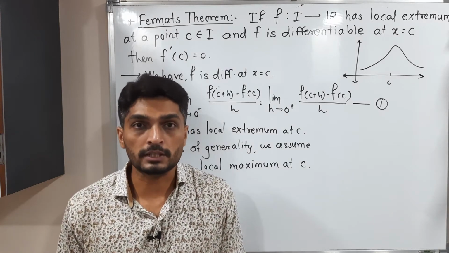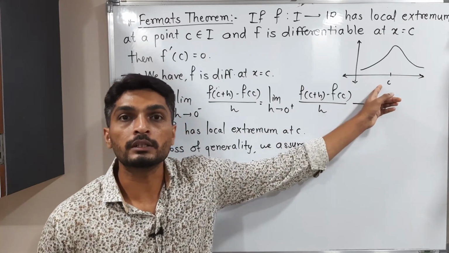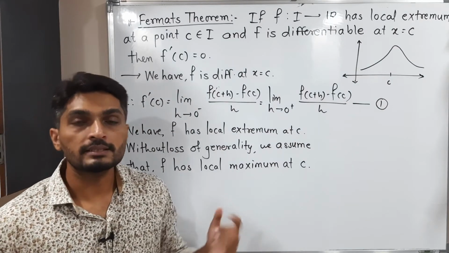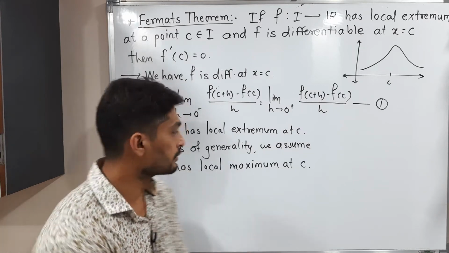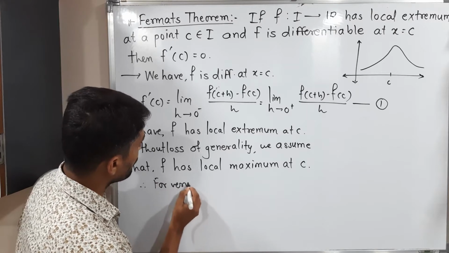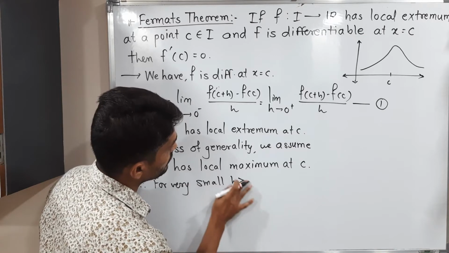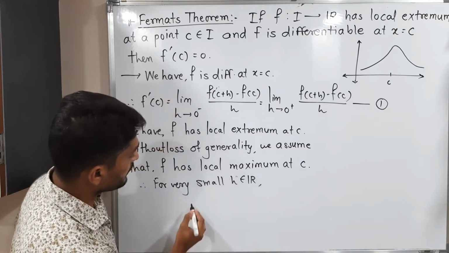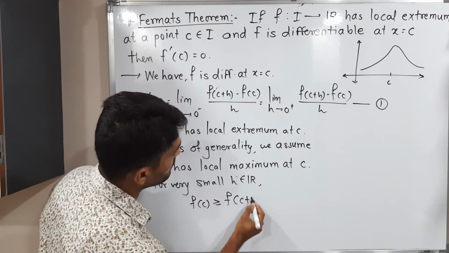So without loss of generality, I have assumed the function has a maximum value at c. I have shown it here in a diagram. So we have assumed the function has a local maximum at c. Therefore, by the definition of local maximum, what can we write? For very small h belonging to R, we can write f of c greater than or equal to f of c plus h.